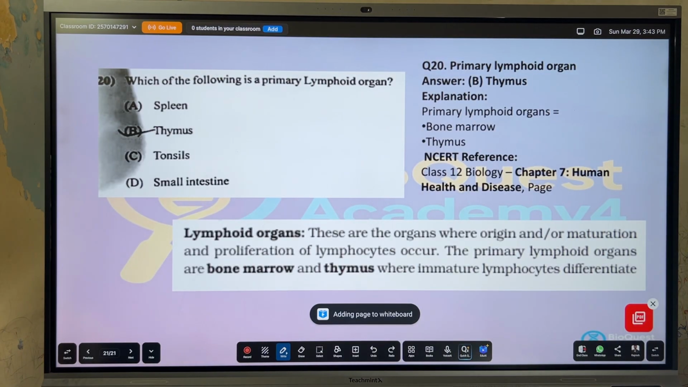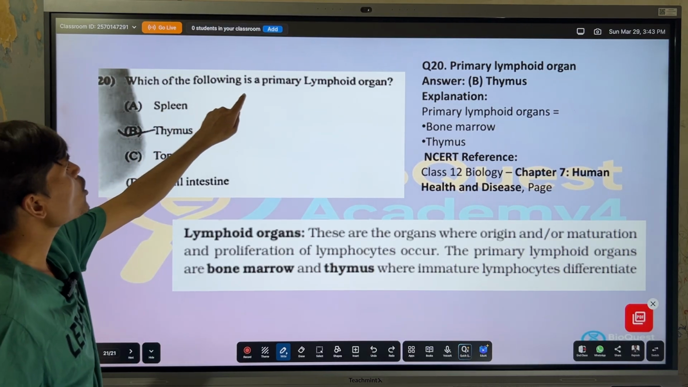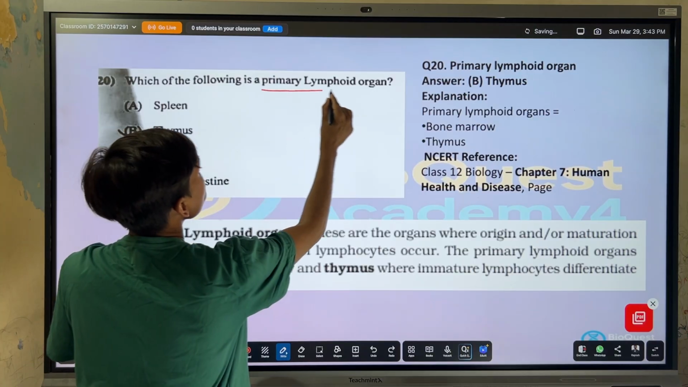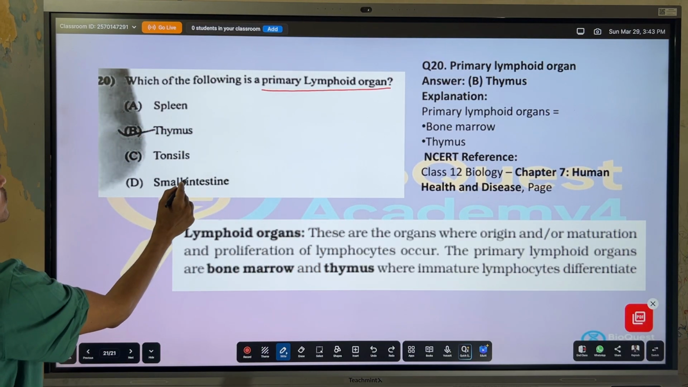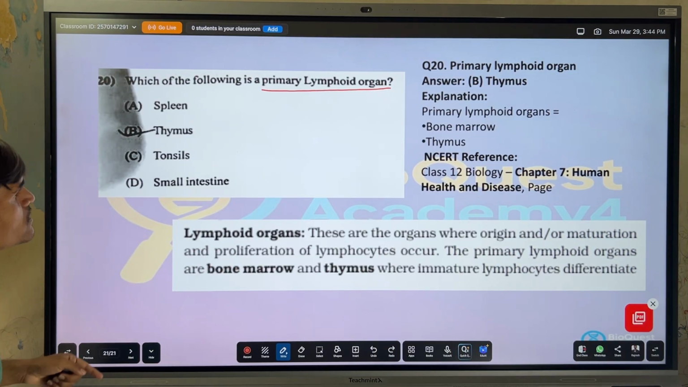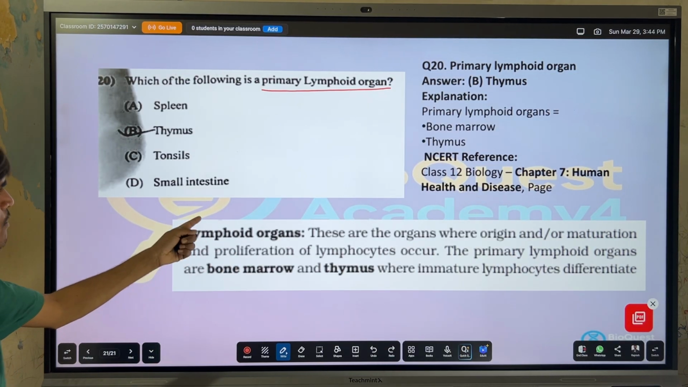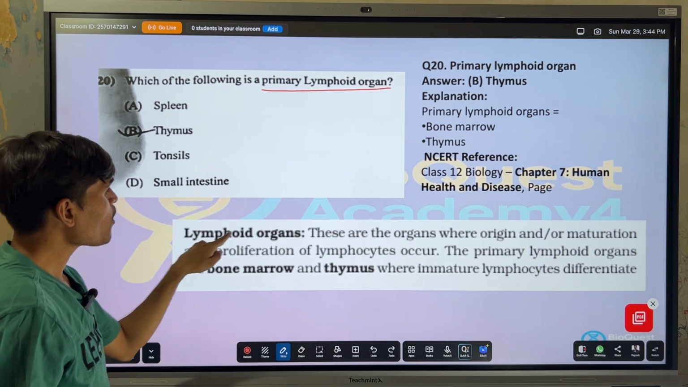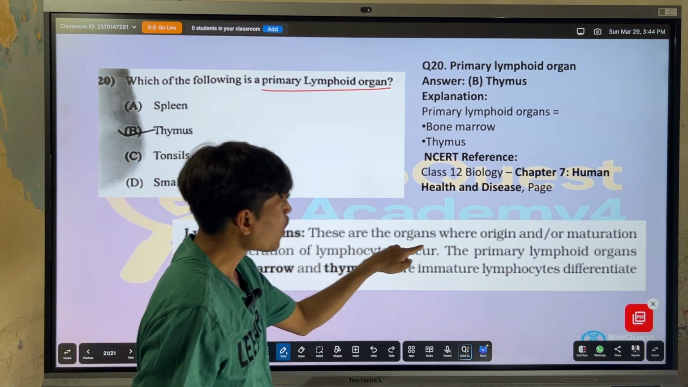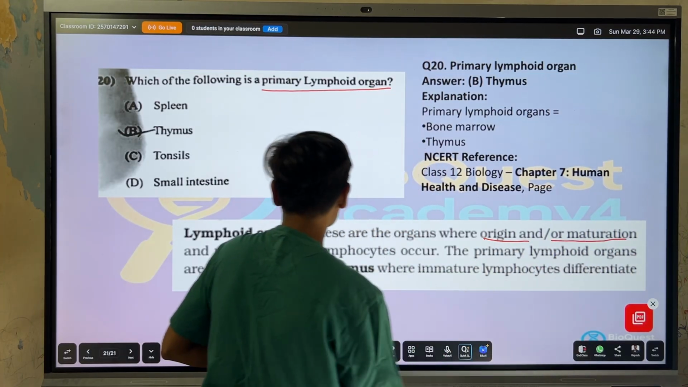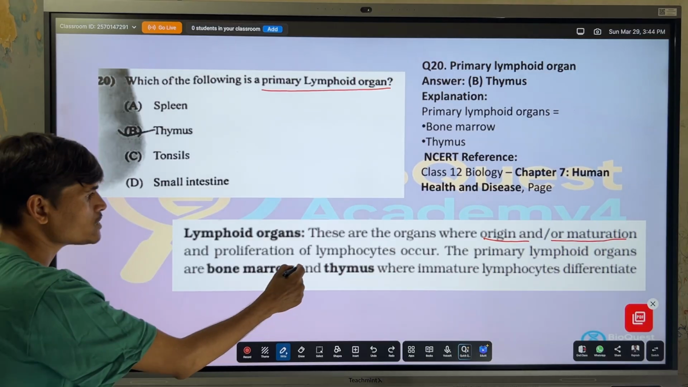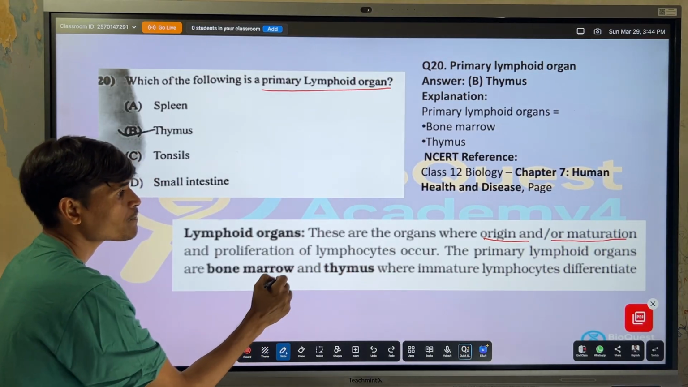Next question, question number 20. Which of the following is a primary lymphoid organ? Option A, spleen, thymus, tonsils, small intestine. From the textbook, lymphoid organs are the organs where origin and/or maturation and proliferation of lymphocytes occurs.